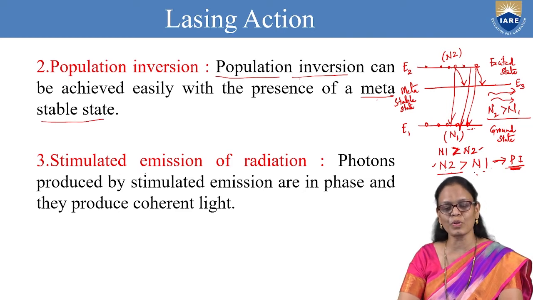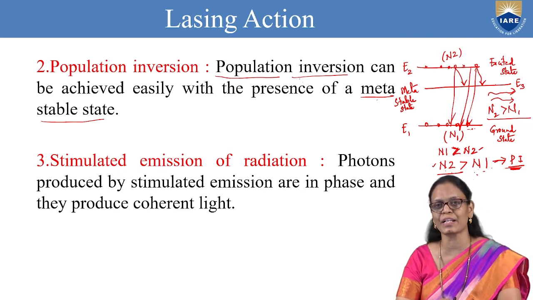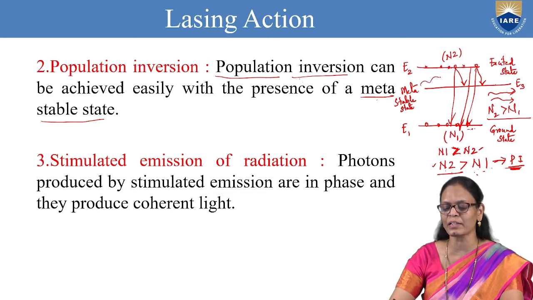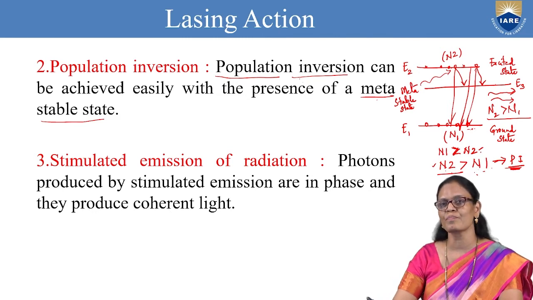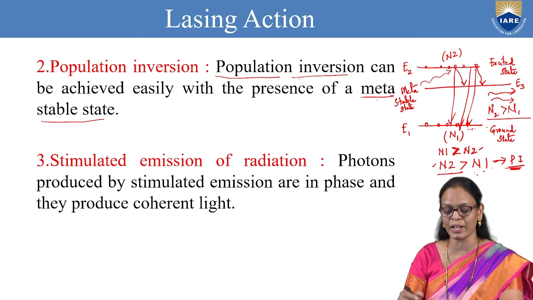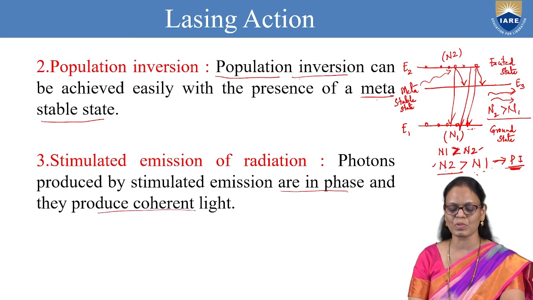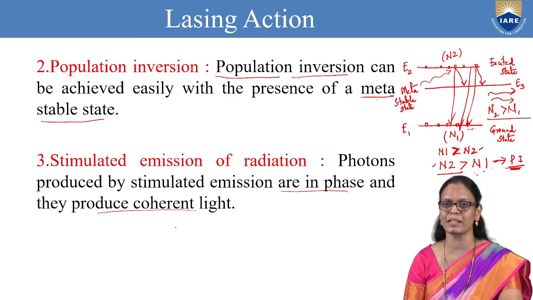Then we have stimulated emission of radiation. The photons that are produced by stimulated emission means we are stimulating them with the help of an external photon to make the transition to the ground state. And when they are in phase, the incident photon and the emitted photons, they produce coherent light, which we call laser.